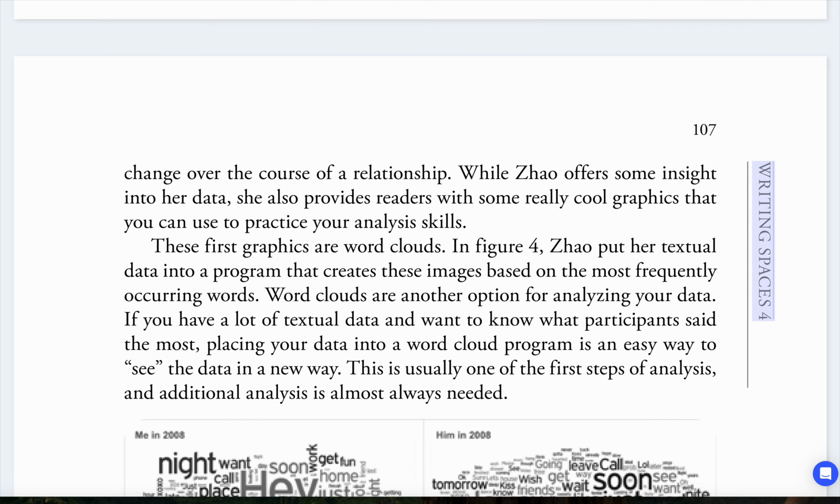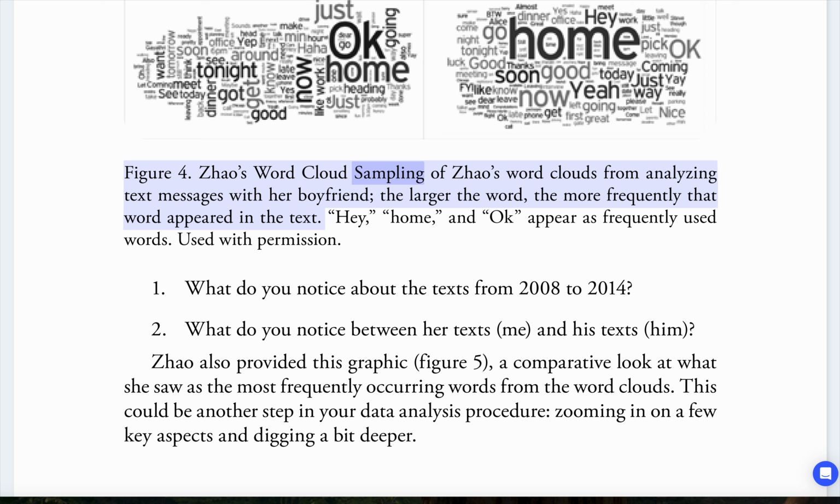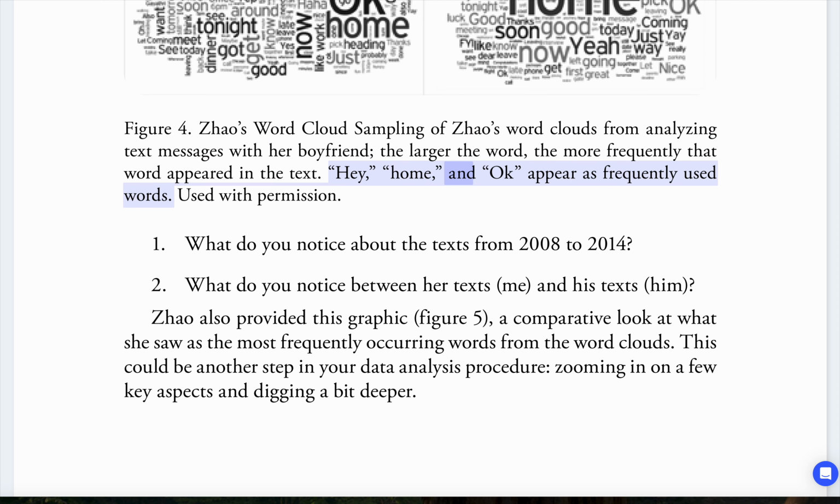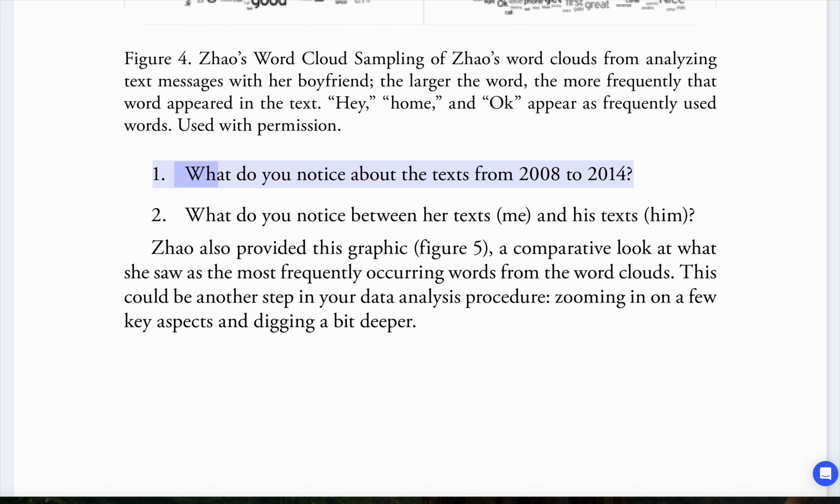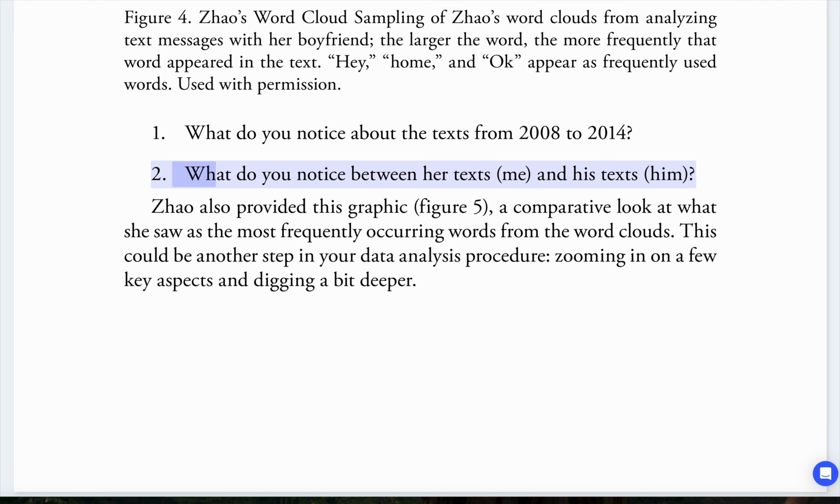Writing Spaces 4. Figure 4. Zhao's word cloud. Sampling of Zhao's word clouds from analyzing text messages with her boyfriend. The larger the word, the more frequently that word appeared in the text. Hey, home, and okay appear as frequently used words. Used with permission. 1. What do you notice about the text from 2008 to 2014? 2. What do you notice between her text "me" and his text "him"?